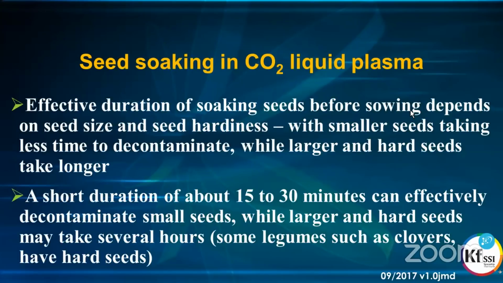The effective duration of soaking seed before sowing depends on seed size and seed hardiness, with the smaller seeds taking less time to decontaminate, while larger and harder seeds may take longer. For a short duration, you may just take 15 minutes. For some seeds, 15 to 30 minutes can effectively decontaminate small seeds, while larger seeds and hard seeds may take several hours. If you have potato tubers, I usually go for 3 to 5 hours.